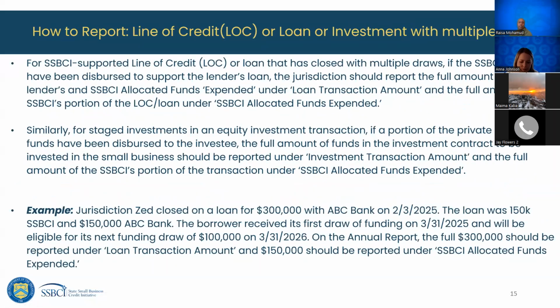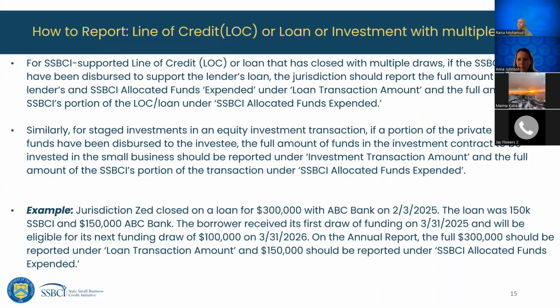Okay. So another hot topic that we've seen a lot recently is lines of credit or loans or investments that have multiple draws. For those transactions, if the SSBCI funds have been dispersed to support the lender's loan, then the jurisdiction would report the full amount of both the lender's and the SSBCI allocated funds expended under loan transaction amount, and the full amount of SSBCI's portion of the line of credit or loan under SSBCI allocated funds expended. I'll wait for the example to help you understand the loan part of this.